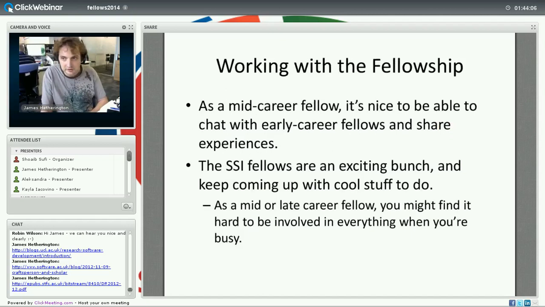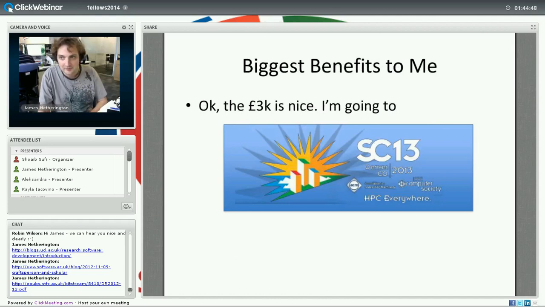Also, of course, working with the fellowship has been great. As somebody who's been through a few struggles around being a sort of programming scientist, being able to share those experiences with others and serve as a warning to others, as some might say, has been quite good. And the SSI fellows are a great bunch and keep coming up with cool stuff to do. Just as one caveat, when you get really busy, you can't be involved in everything all the cool people are doing, so you do have to be somewhat selective. But so many awesome opportunities. So that's the things that I just wanted briefly to say.